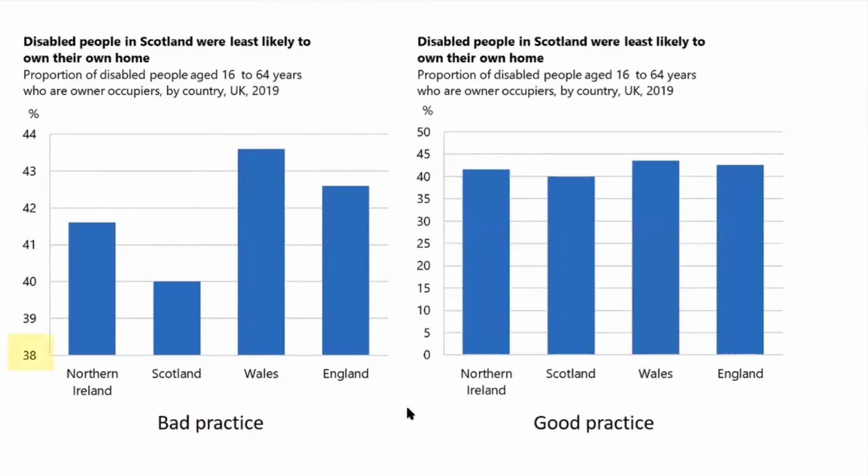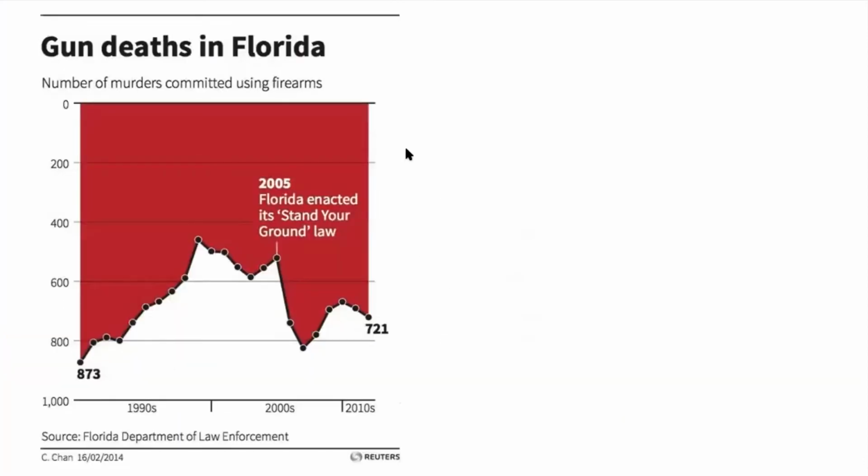So we can see here that in this example graphic of the proportion of disabled people aged 16 to 64 who are owner occupiers by country in the UK, if we make sure that the vertical axis does in fact go down to 0, it paints a very different picture, and actually the disparities between the countries look a lot smaller. So it does make a difference what we take away from seeing these charts.